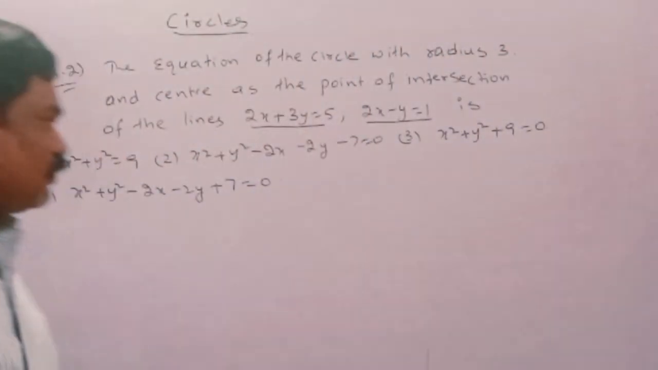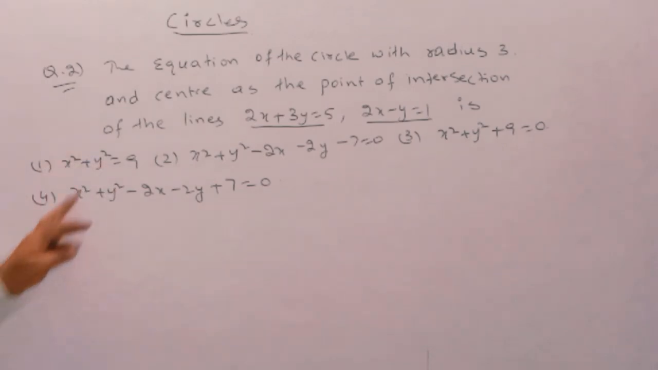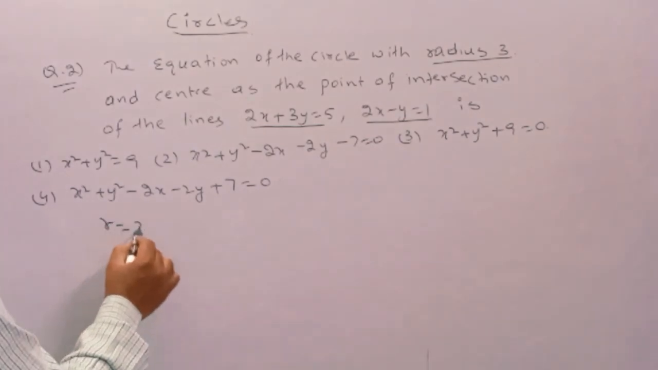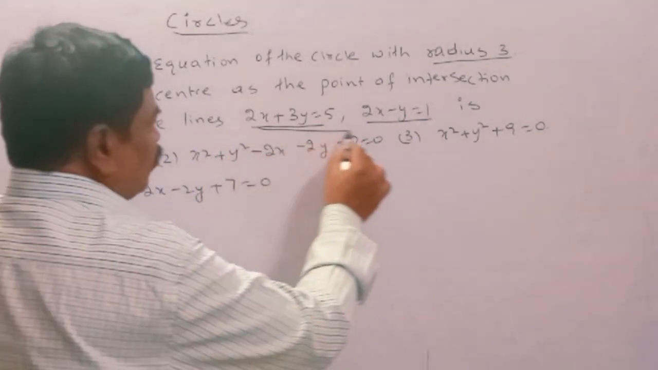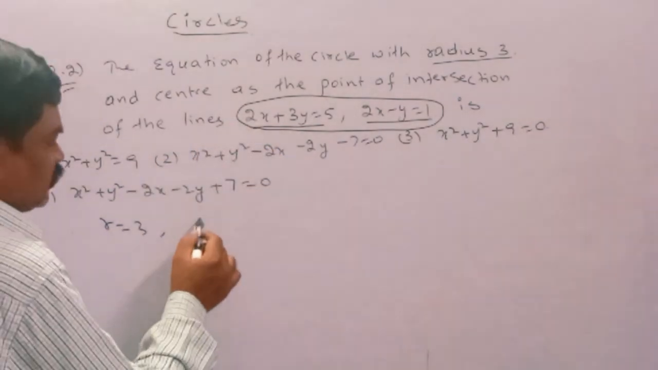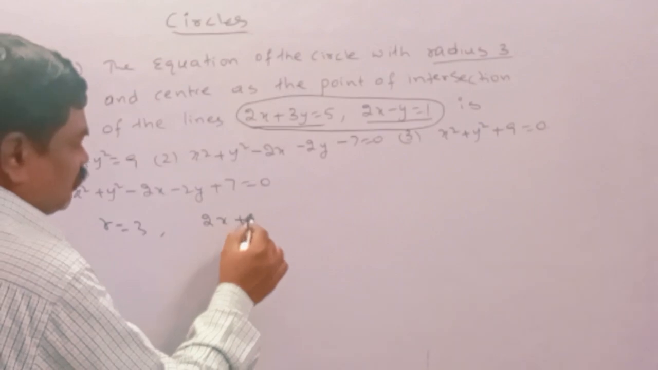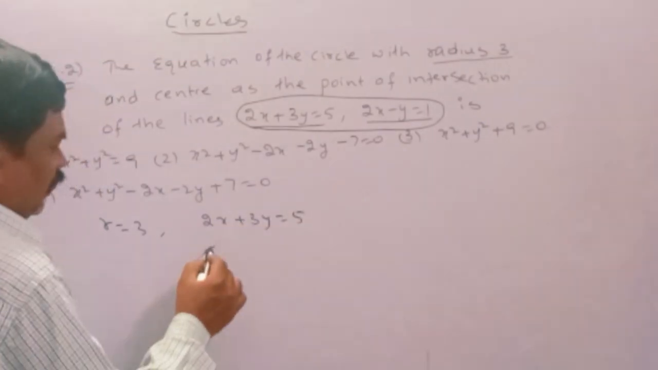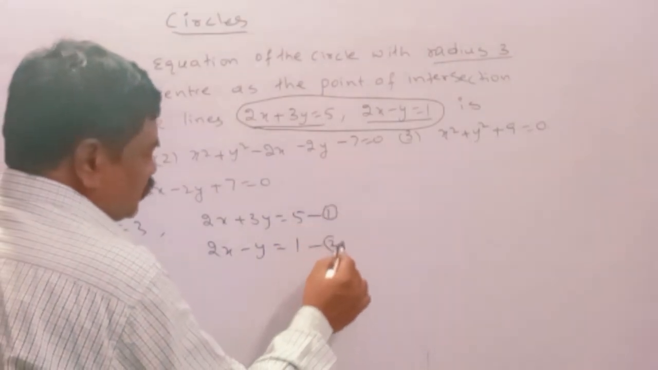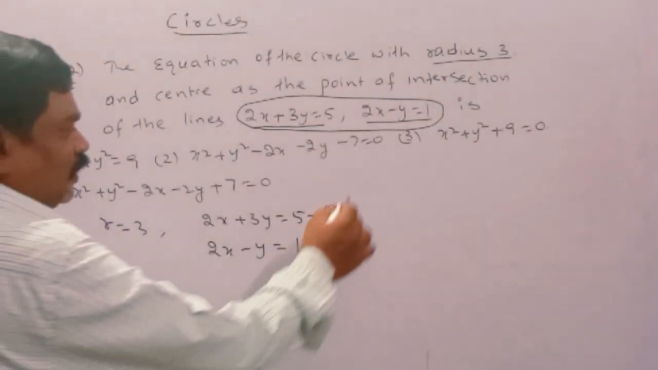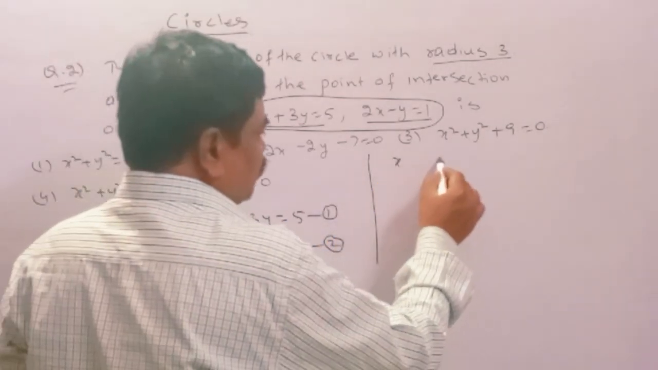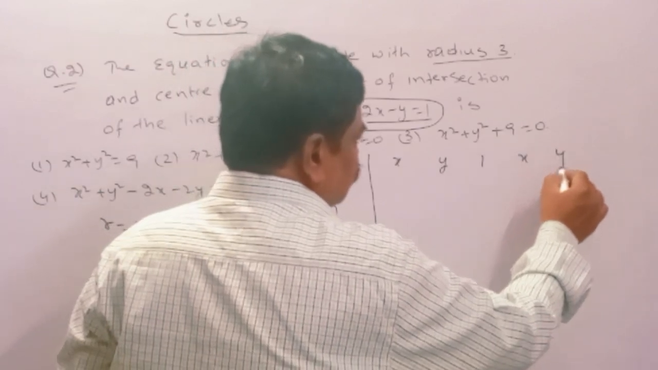Okay, all of you, here we have been given the circle. The radius of the circle is given, r is equal to 3. We have to find the point of intersection of these 2 lines, that is 2x plus 3y is equal to 5 and 2x minus y is equal to 1. This is equation 1 and this is equation 2. We have to find the point of intersection of these 2 lines, that is x, y, 1.